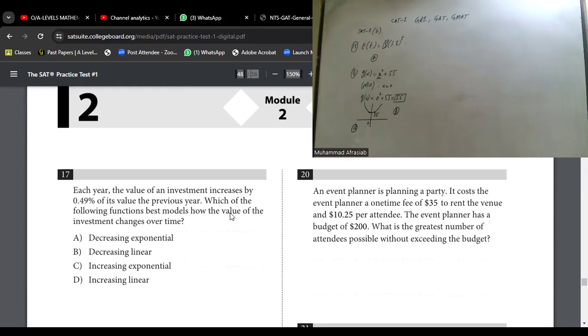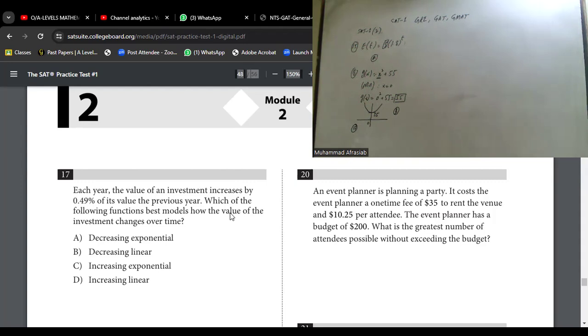Part A, decreasing exponentially, is wrong because it is increasing exponentially at 0.49%. B, decreasing, again is wrong. C, increasing exponentially. This is correct because it is increasing by 0.49% of its previous year. D, increasing linearly, is again wrong because it is not a linear equation. It is in the form of a power of t.